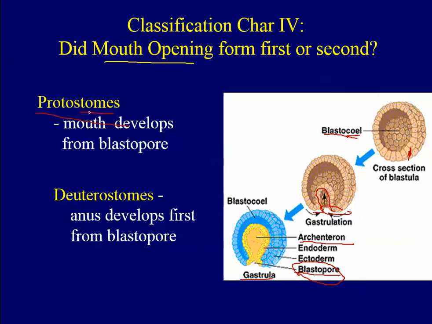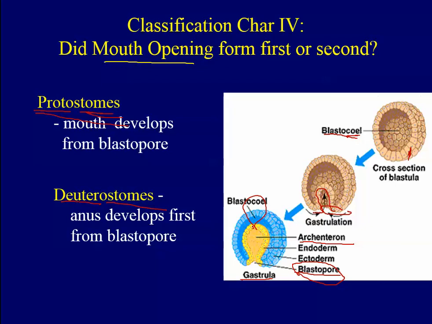Stome in biology means mouth. Proto means first. So, literally, the mouth forms first. All right, other animals, though, are deuterostomes. Here, the blastopore becomes the anus, and then the mouth forms at the other end.